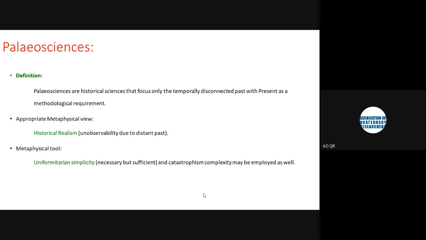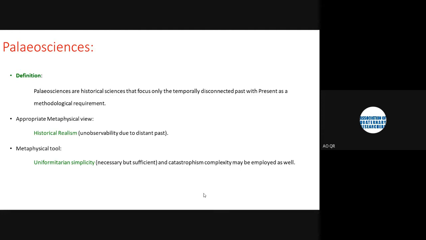So what is paleosciences? There is no word paleosciences; there is no definition for it. There are historical sciences, but I made a small change in the definition so that paleoscience becomes defined. Paleosciences are nothing but historical sciences that focus only on the temporally disconnected past. For example, historical sciences focus on the present as well as the past, but paleosciences only deal with the temporally disconnected past. What is temporally disconnected? Because the present and past are disconnected.